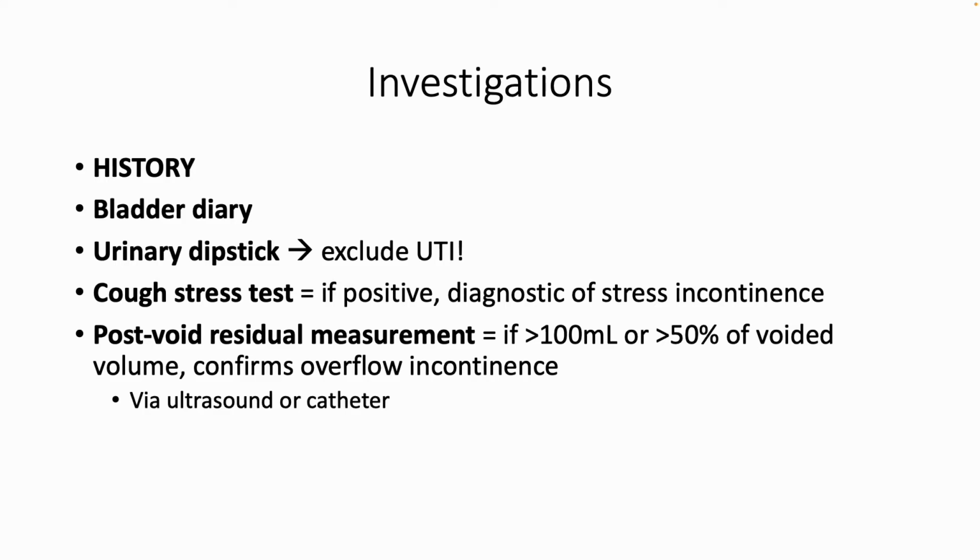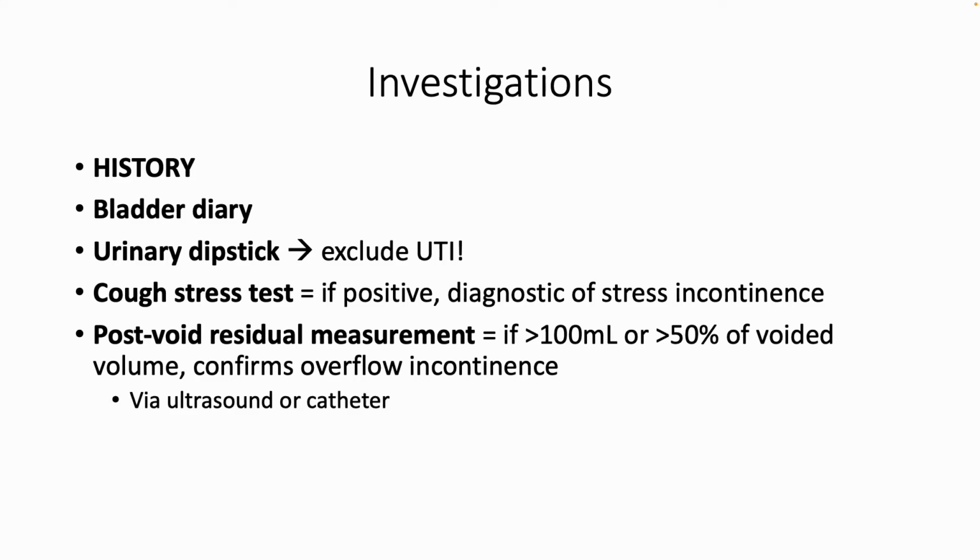But other investigations include a bladder diary, especially for a period of at least 3 days, and a urinary dipstick. It's important in all patients who present with urinary incontinence to exclude things such as a UTI. And then one of the simpler tests is something called a cough stress test, in which a patient is asked to cough, and it is determined whether there was some urine leakage coming out of it. And if it's positive, it is diagnostic of stress incontinence.